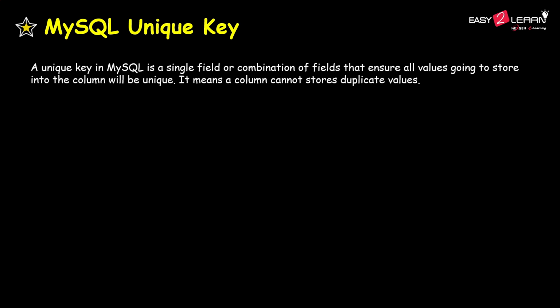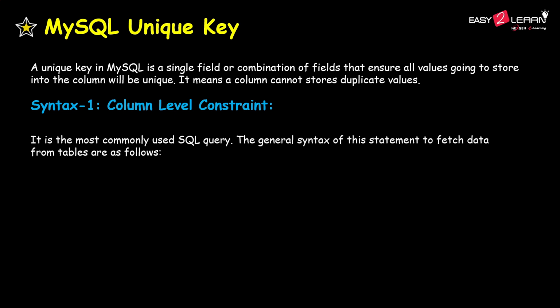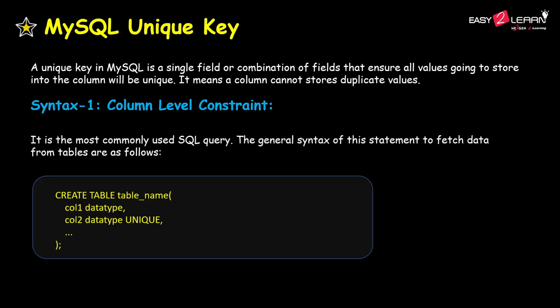A unique key constraint ensures that the values in a specified column or combination of columns are unique across the table. That means no two rows can have the same values in that unique column or column group, helping to prevent duplicate records. You can see the syntax: create table, table name, column name, data type, column 2 data type, unique. The keyword we have to use here.